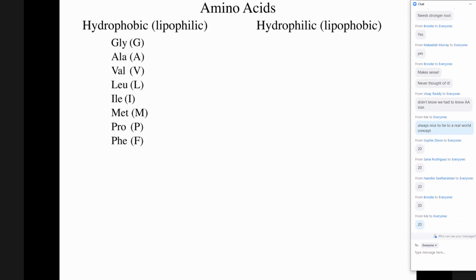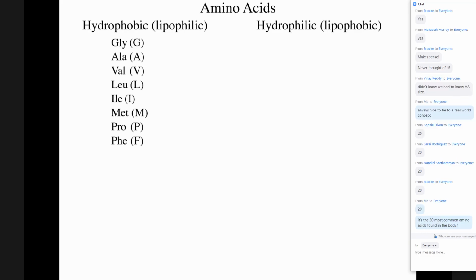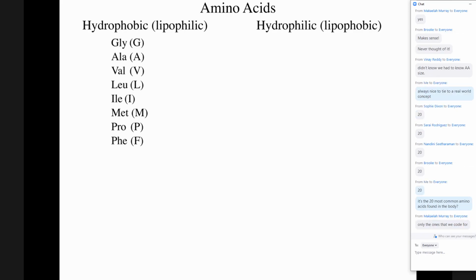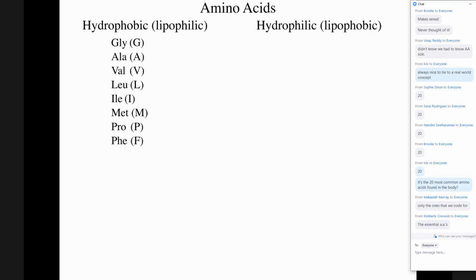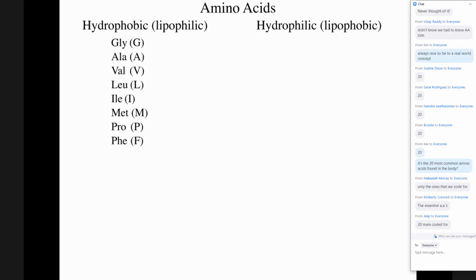Why 20? I thought there were 512 amino acids in the body. I remember some professor saying that when I was an undergrad. So interesting. You only want to learn 20. Why? So they are the 20 most common. There's definitely truth in that. Essential is what defines an essential amino acid, by the way.